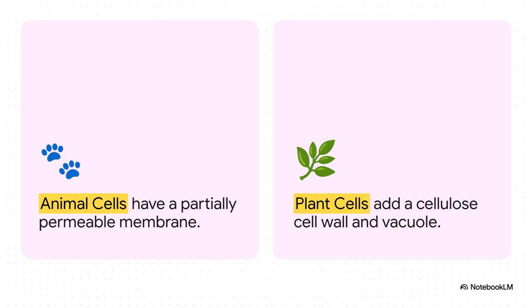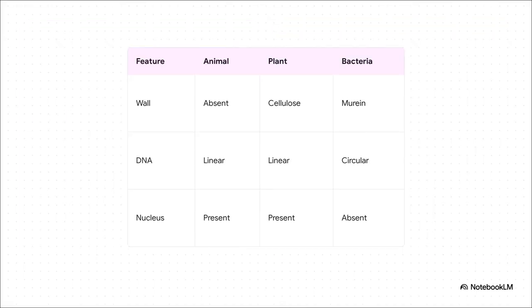These contain the green pigment chlorophyll to trap sunlight for photosynthesis. And third, they feature a massive central sap vacuole that stores dissolved sugars, mineral ions, and water just to keep the cell firm. Now let's see how this all changes when we bring bacteria into the mix. This table highlights some incredible differences. Unlike animal and plant cells, bacteria completely lack a membrane-bound nucleus.